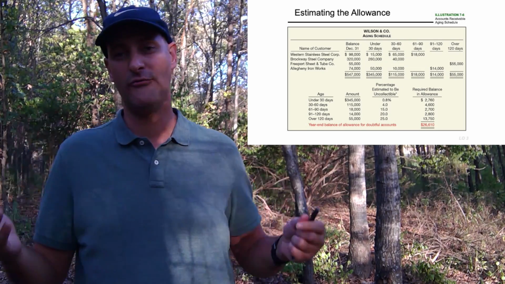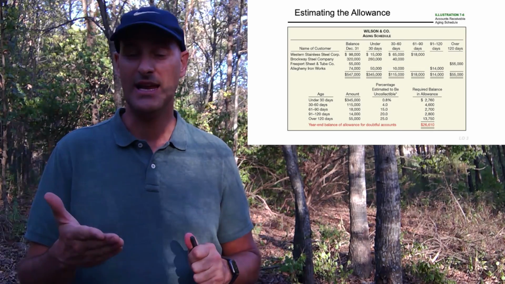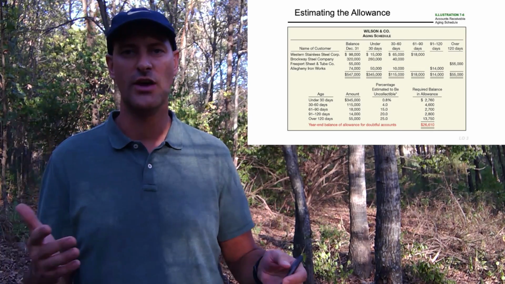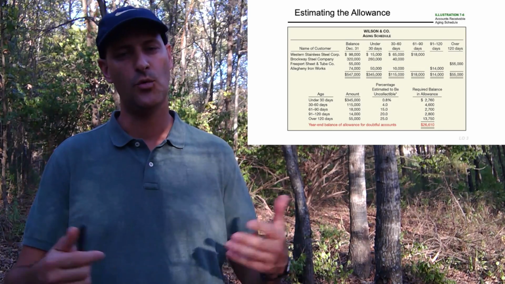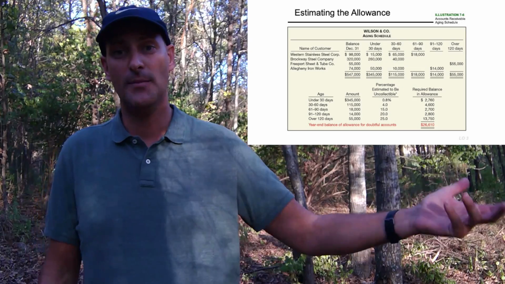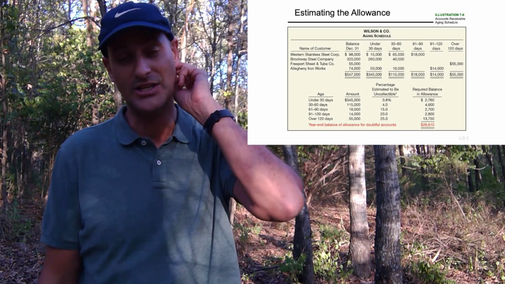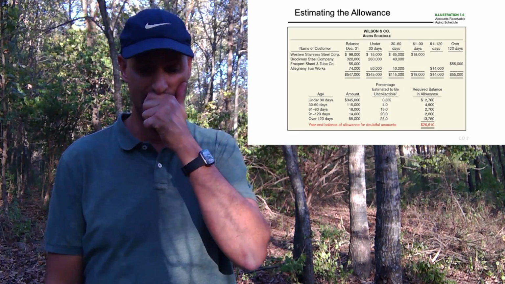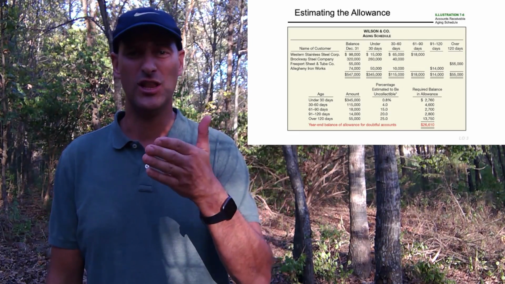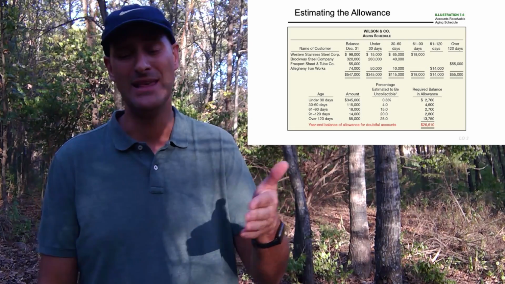Every company I've interacted with runs an aging schedule. Every accounting software package has an automated aging schedule. If you open up QuickBooks, it has an automated aging schedule. You just hit run aging schedule and it produces this. Banks require it. Management evaluates it for their collection efforts because management has to make sure people pay them.